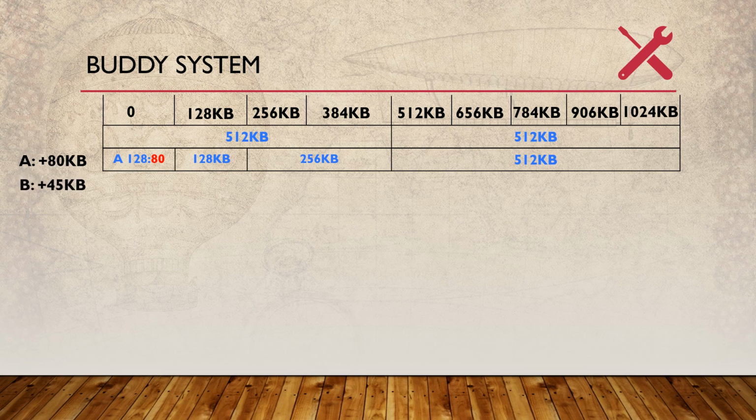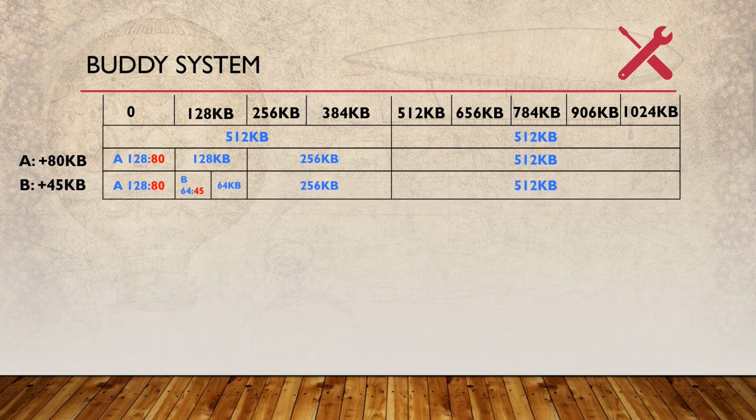So next is memory B, which wants to allocate 45 KB into the system. So as you can see here, the 128 is actually quite big for the 45. So I would like to divide it into 64 and 64 for memory B to use one part of the 64 KB. So here is the figure.